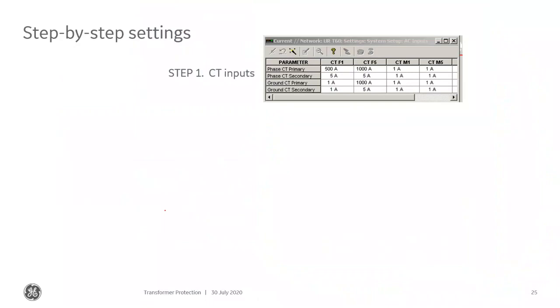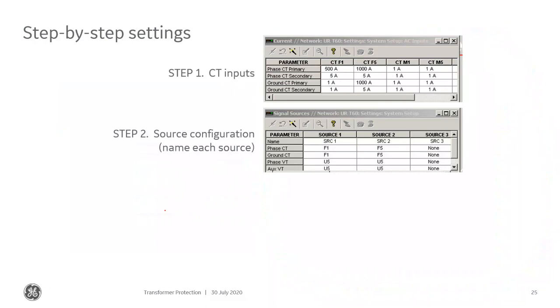If I'm doing this inside of a UR relay, I'm doing basically the same thing, but there are a few extra steps. Inside of the UR, I'm going to set my CTs for all of my CTs that are connected to the relays. The extra step that I'm going to have to take inside the UR is to configure signal sources. By configuring signal sources, I'm telling the relay where to get its currents for source protection. So I'm calling source 1 the F1, source 2 F5, and it doesn't look like I'm using source 3 in this particular example.